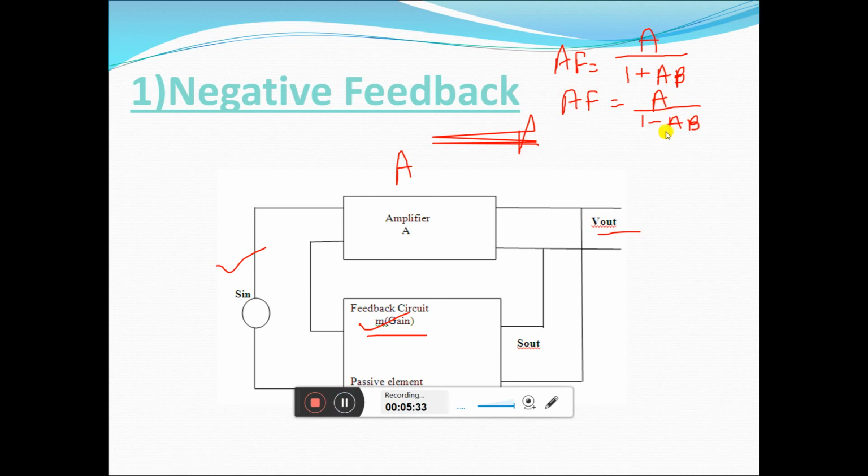For example, if A beta is equal to 1, then 1 minus 1 is equal to 0. So A divided by 0 means the gain is infinite. That is the Barkhausen criterion: if A beta is greater than or equal to 1, then our gain amplifies any signal up to infinity. So this is the application of positive feedback and negative feedback.